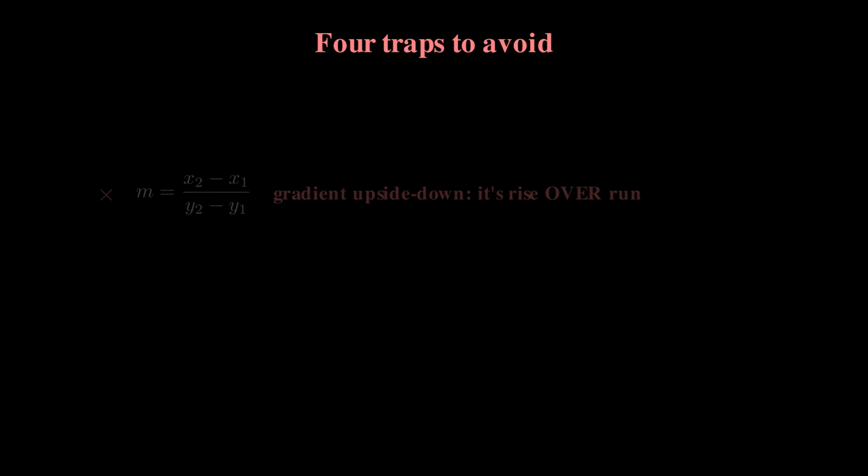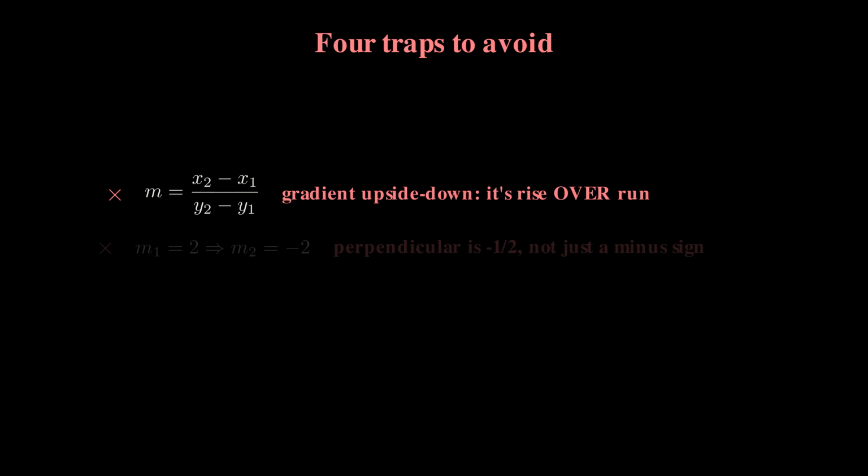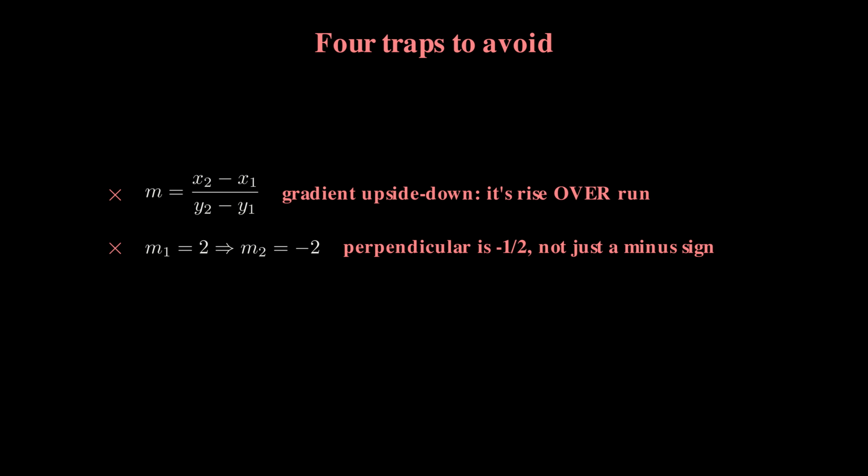Finally, the 4 traps. 1. Flipping the gradient upside down. It is rise over run, change in y on top, change in x on the bottom, never the other way around. 2. Thinking perpendicular just means a minus sign. The perpendicular of gradient 2 is minus a half, not minus 2. You must take the reciprocal as well.